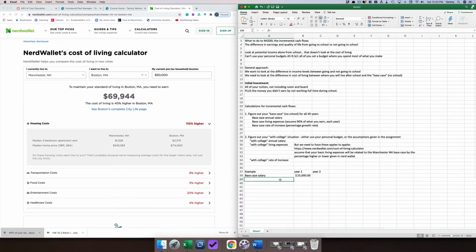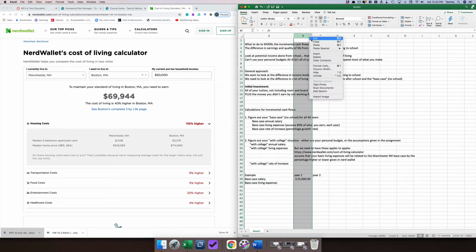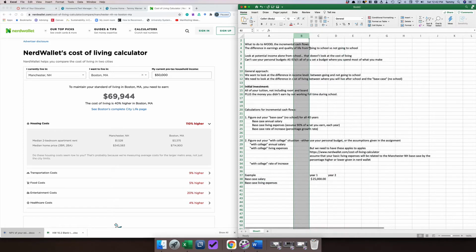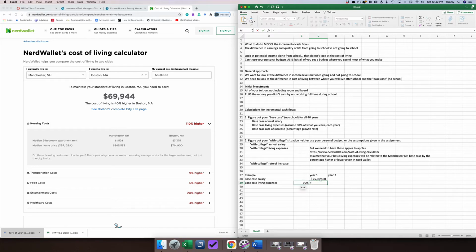And we're going to increase both the base, and then our base case living expenses were 90%. Here I'm adding a column so that we can put in our growth rates and whatnot. Right, so our base case living expenses were 90% of our salary. So that's going to be 25,000 times 90%. 22.5.